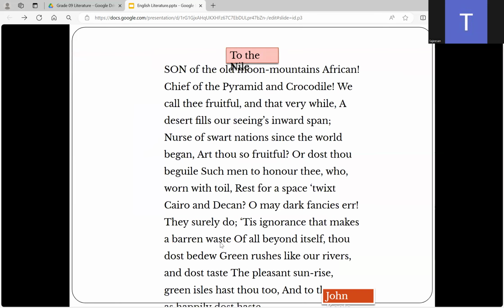You can see or notice simile in some poems. To the Nile is one of the poems. Here you can see, green rushes like our rivers. Here you can notice the use of simile in the poem. I'm not going to touch this poem, but I am taking some examples for the use of simile. Green rushes like our rivers is a use of simile, right? Yes.